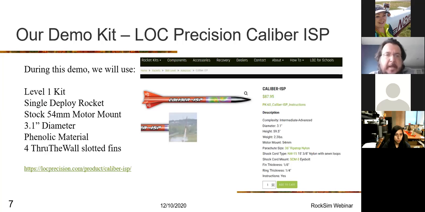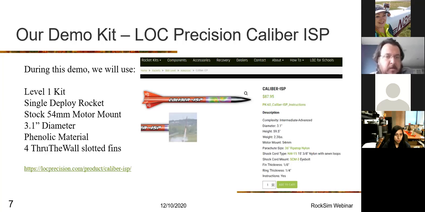Our demo kit for today, we'll be using the Loc Precision Caliber ISP. This is the rocket kit that we use during the rocket workshops that we give, the Launch to Learn workshop. You can see there's a screenshot of the rocket here with some specifics, and then the price point.